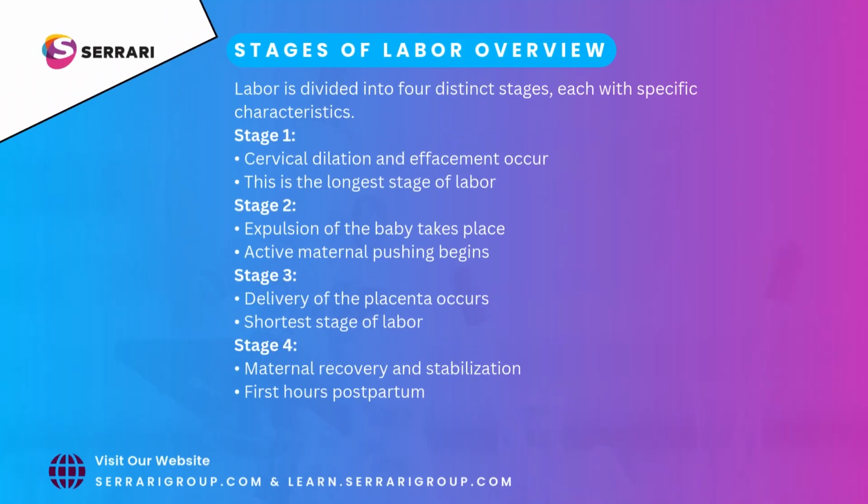Stages of labor overview. Labor is divided into 4 distinct stages, each with specific characteristics. Stage 1: cervical dilation and effacement occur. This is the longest stage of labor. Stage 2: expulsion of the baby takes place. Active maternal pushing begins. Stage 3: delivery of the placenta occurs. This is the shortest stage of labor. Stage 4: maternal recovery and stabilization in the first hours postpartum.